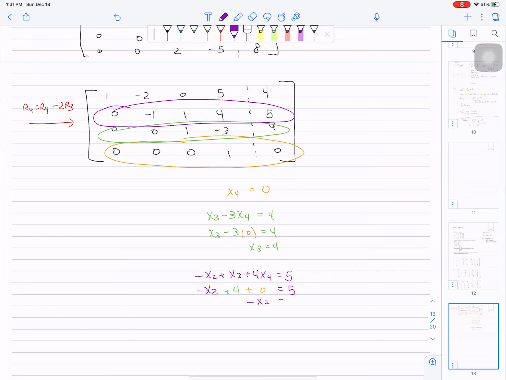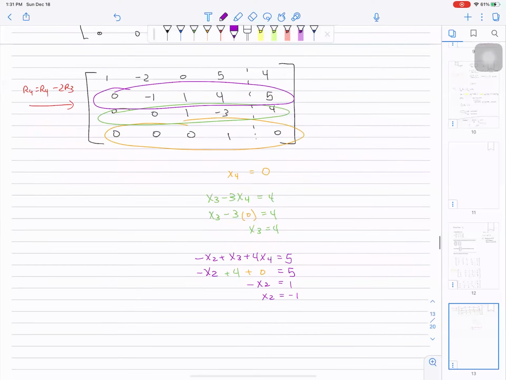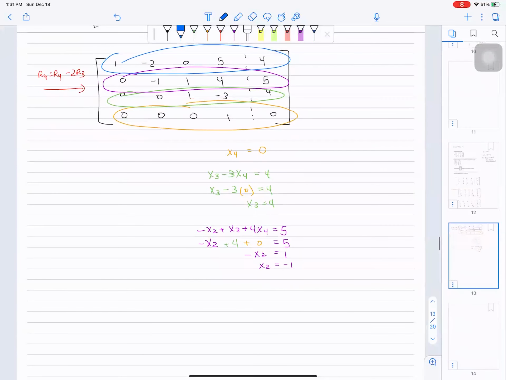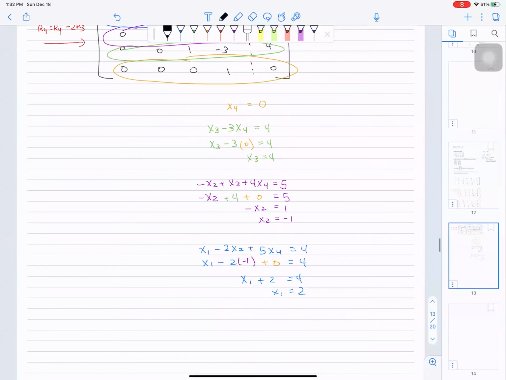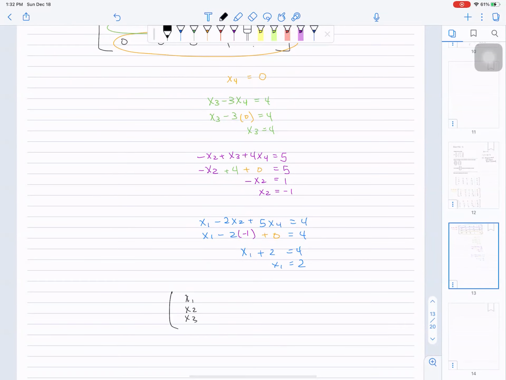So that means negative x2 is 1, or x2 is negative 1. And finally, my first row gives me x1 minus 2x2 plus 5x4 equals 4. So x1 minus 2 times negative 1 plus 0 equals 4. In other words, x1 plus 2 equals 4, so x1 equals 2. So my solution is x1, x2, x3, x4 equals 2, negative 1, 4, 0.